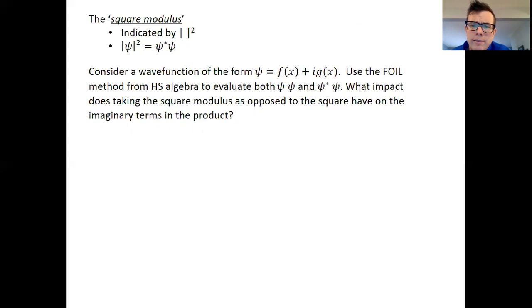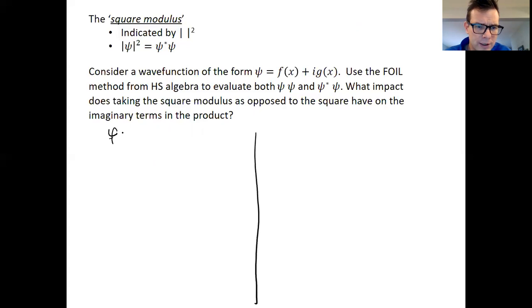Let's go back to our hypothetical wave function, f plus ig. Use the FOIL method from high school algebra to evaluate both psi squared and psi star psi. What impact does taking the square modulus as opposed to the square have on the imaginary terms in the product? I'm going to work through this, but if you're watching this, I would encourage you to pause it and work this out yourself. It'll take you a couple minutes. So do that. Here I go.